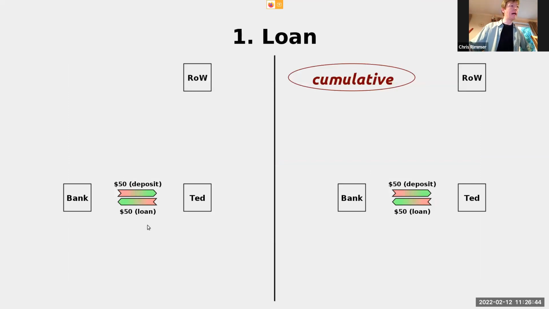This is the first transaction, Ted borrowing from the bank. As Perry Mailing always says, this is a swap of IOUs. Ted and the bank each transfer $50 of their raw net worth to the other. So in fact, neither of them has a change in their raw net worth. And because it's the first transaction, the cumulative diagram on the right is exactly the same as the transaction.